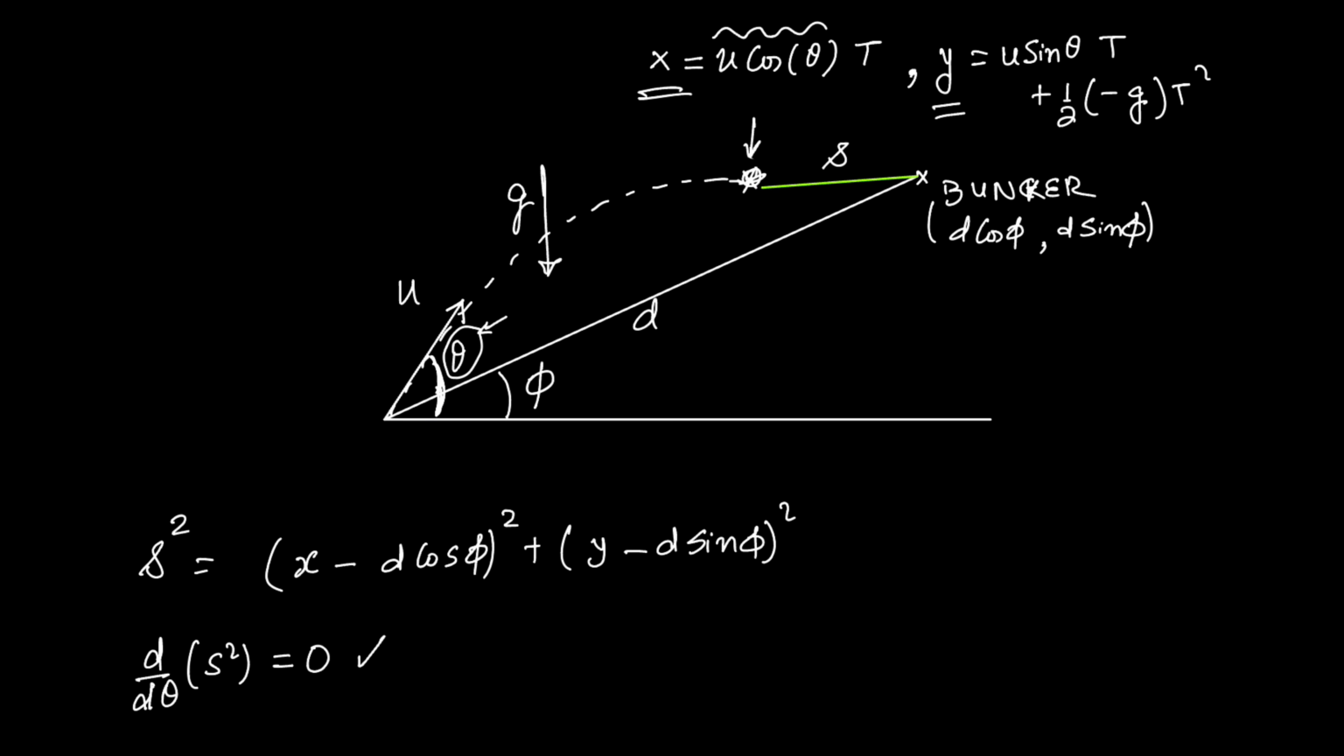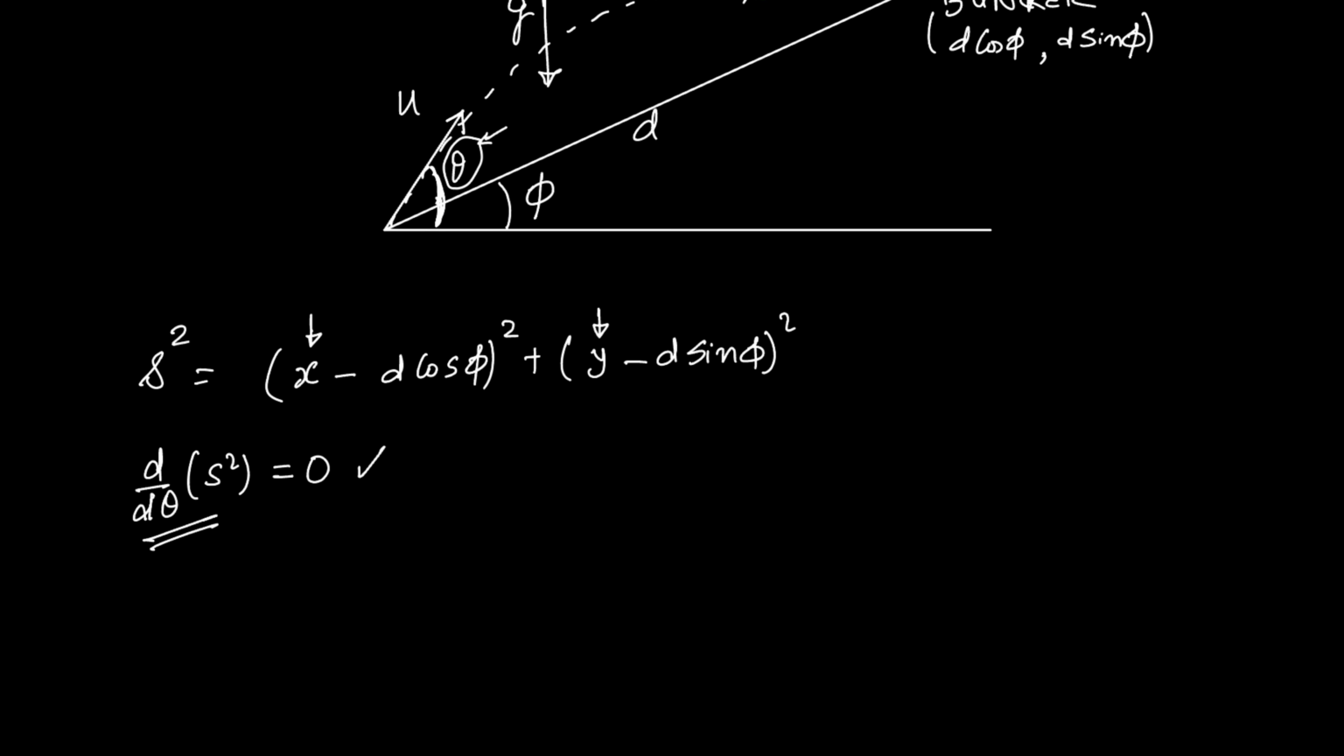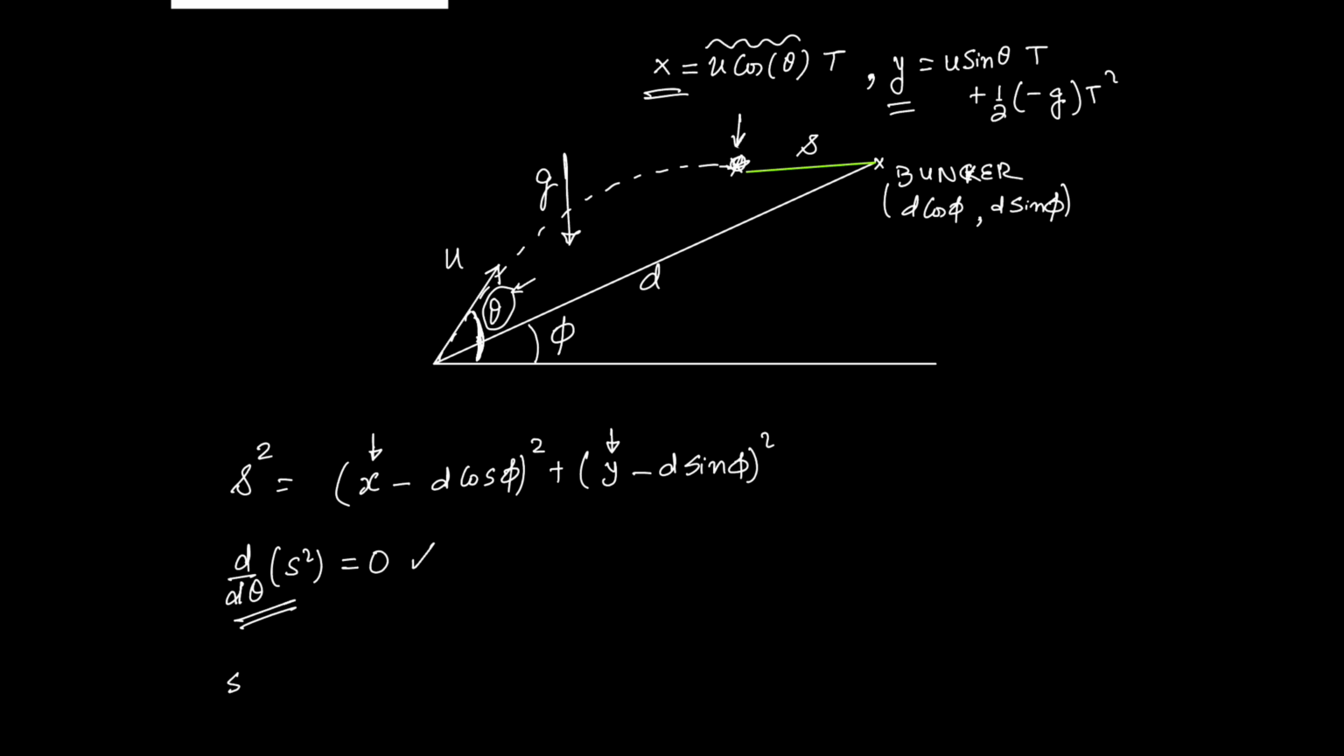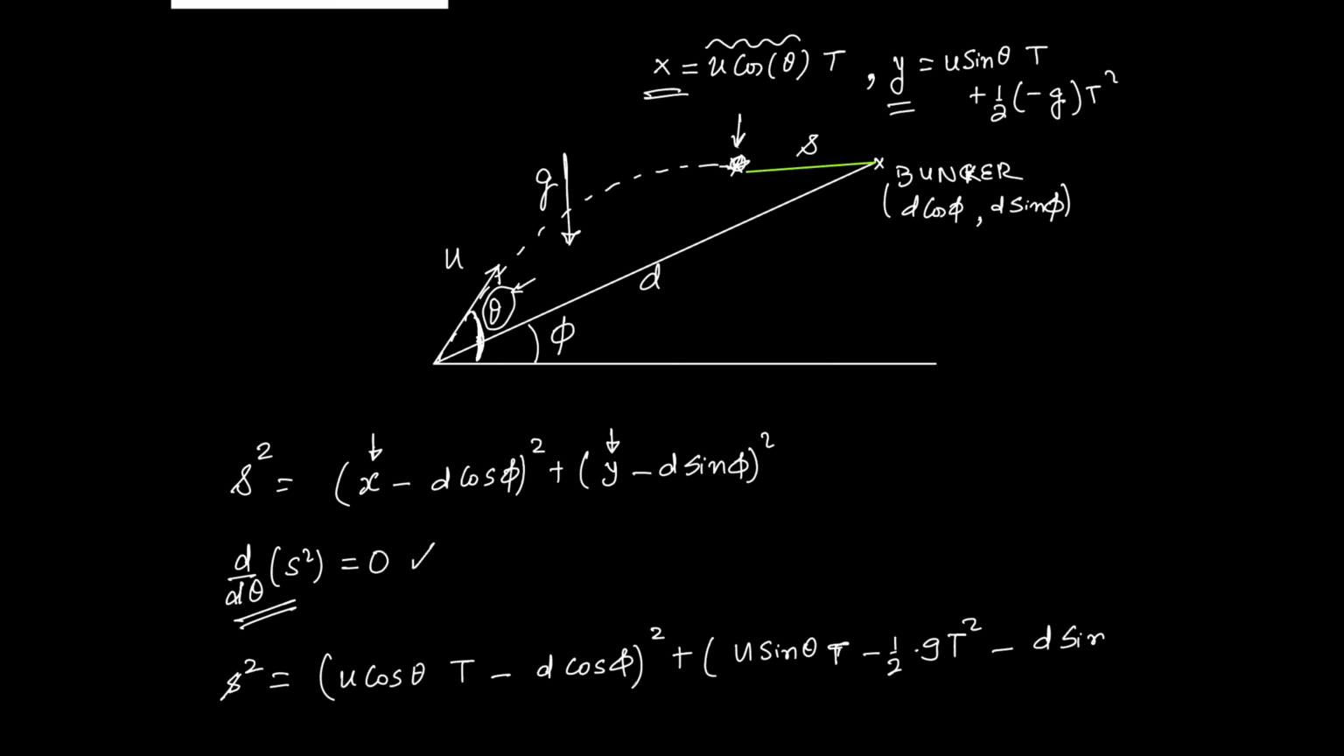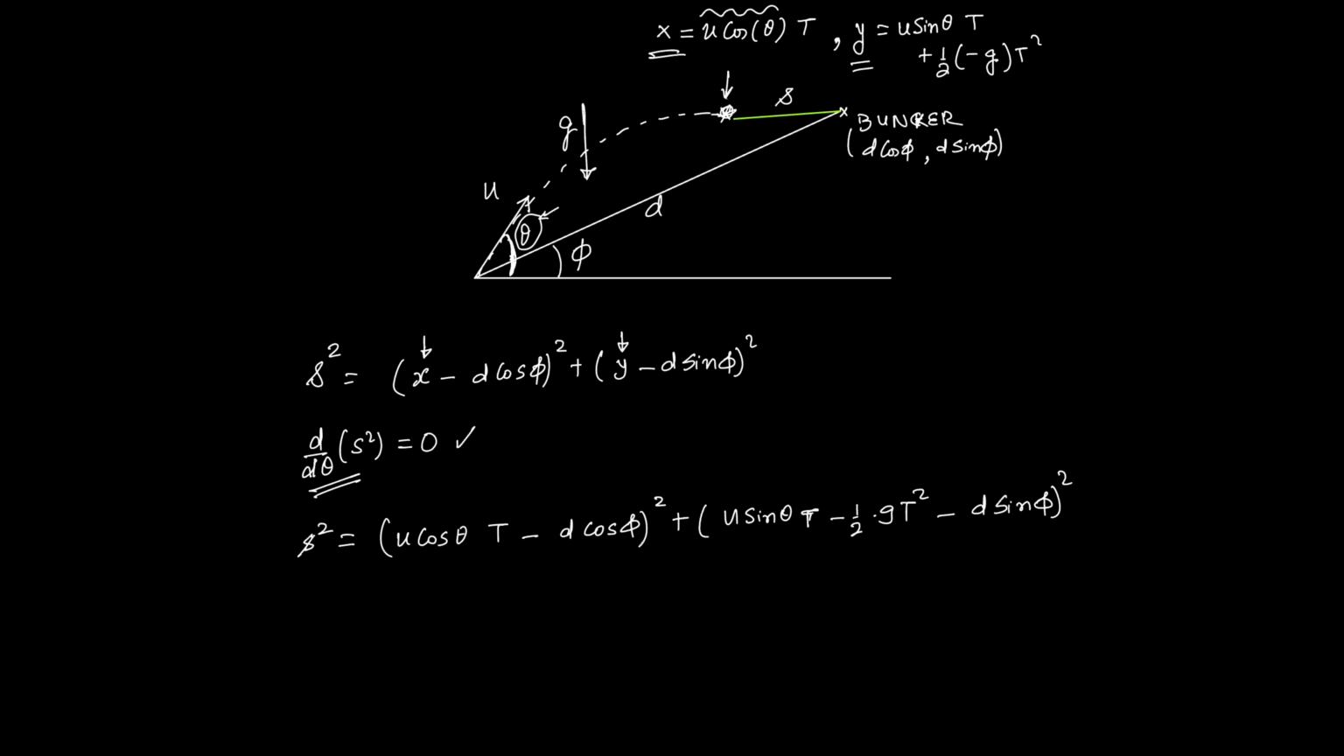So the rest is all maths. We have to put the values of x and y, differentiate with respect to theta, put it equal to 0, and solve for theta. I'm solving it, and you can just verify that it is done correctly. So s square is equal to, just put the value of x, u cos theta t, that's the value of x, minus d cos phi, whole square, plus, similarly, the value of y, u sin theta t minus half g t square minus d sin phi, whole square. So this is s square. Now differentiate d by d theta of s square with respect to theta.